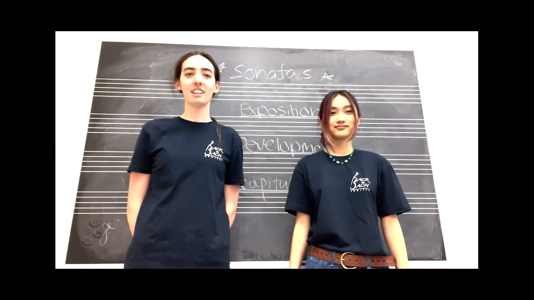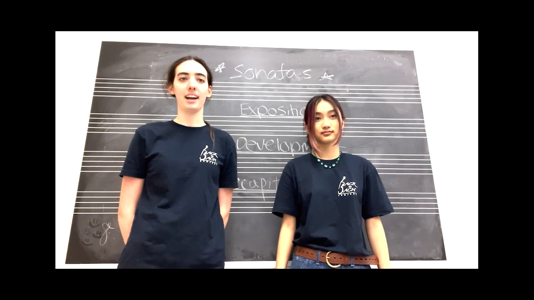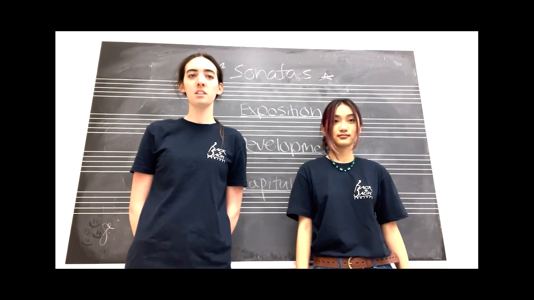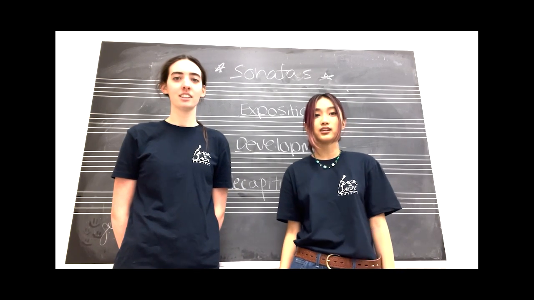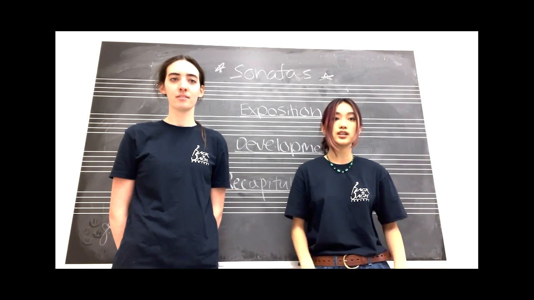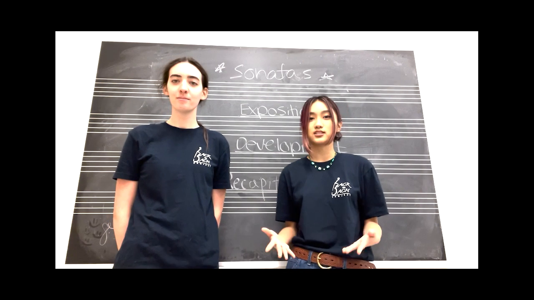The recapitulation section is a recap of the musical themes from the exposition. The themes the composer introduced in the exposition are played again, often with some variation. Repeating the initial themes again gives listeners a sense of closure, allowing the piece to come to an end.